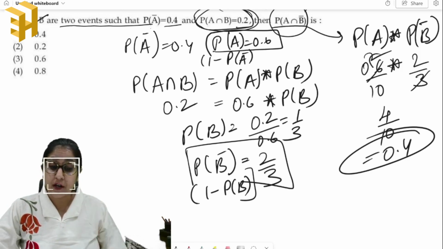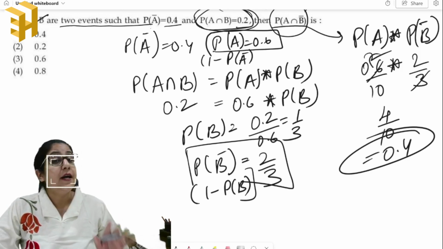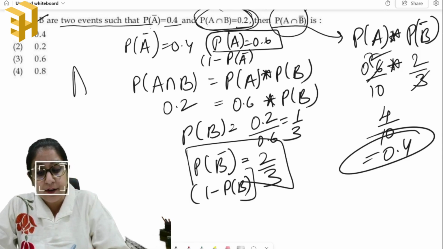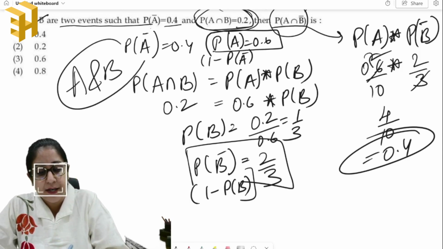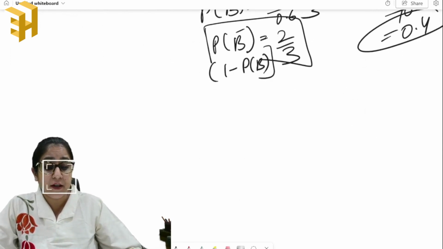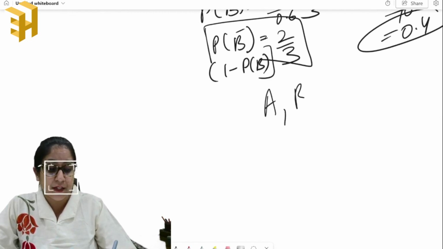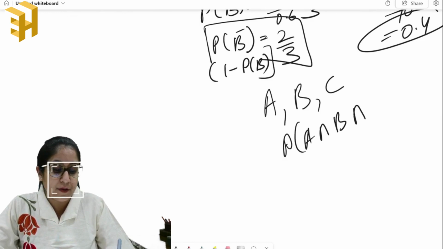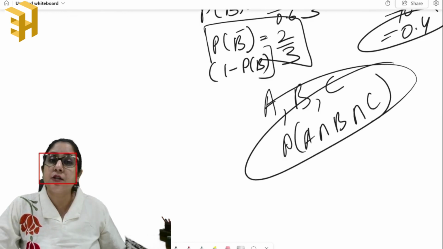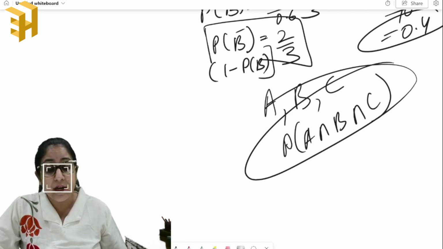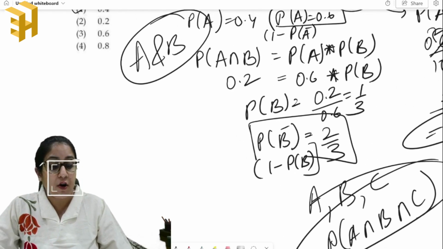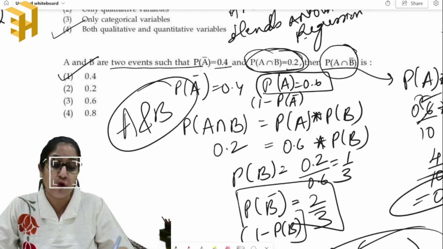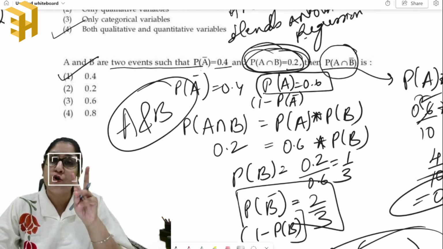Now, the shortcut that we've applied here is valid only when we are given two sets of data, that is A and B. But if we are given three sets of data, A, B, C, and we have to find P(A intersection B intersection C), then the formula changes completely. So this shortcut can be applied only with respect to two sets of data.